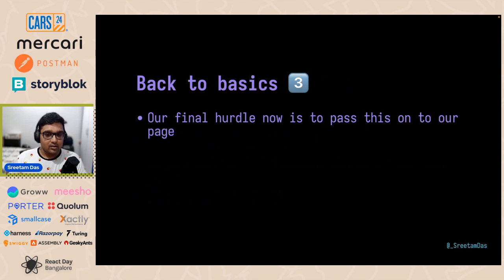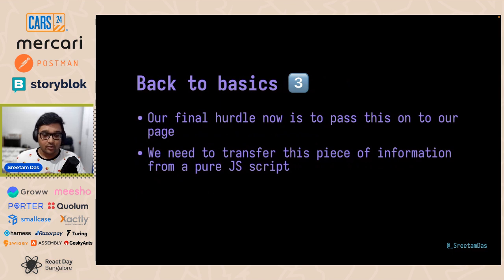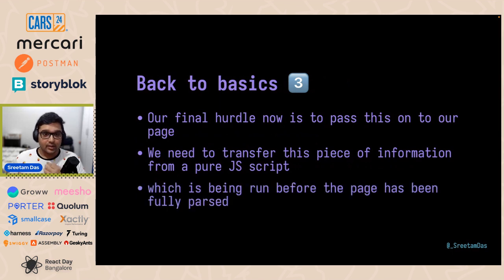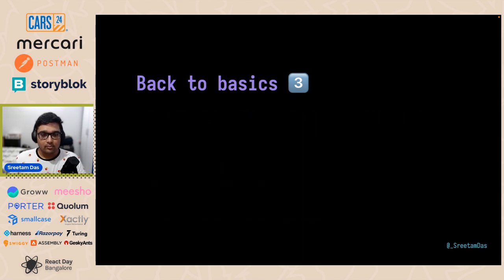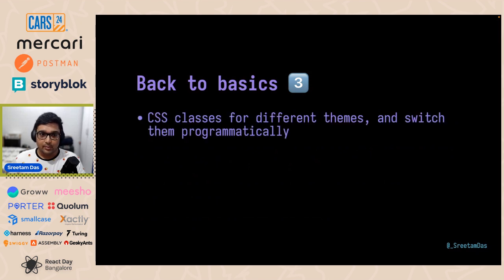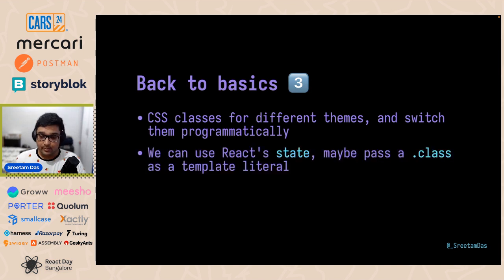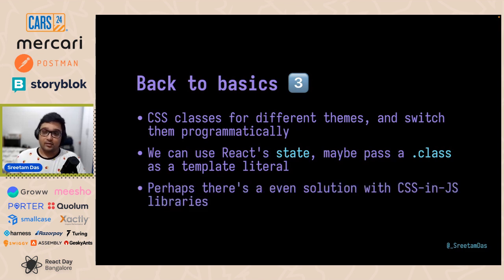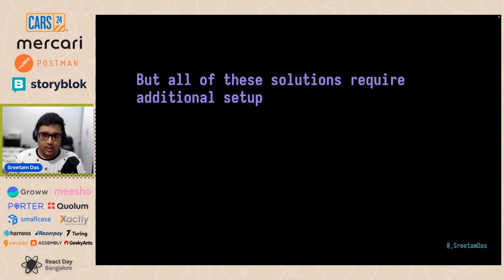Right. Now, our final hurdle is how to pass this onto our page. We need to transfer this piece of information from a pure JS script that we have, which is being run before the page has been fully parsed, and then use it in our page somehow. Well, there are a couple of ways that we can do this. Maybe we could use CSS classes for different themes and then switch them programmatically. Maybe we could use some React state, maybe even pass a class as a template literal. Perhaps there's even a solution with certain CSS and JS libraries. Well, we don't need to do all of that because all these other solutions also do require some additional setup.